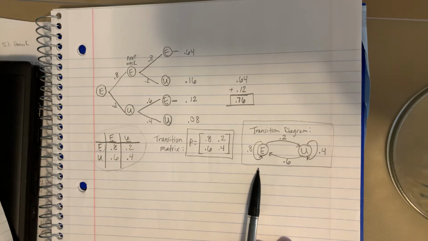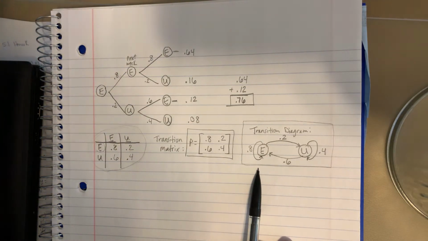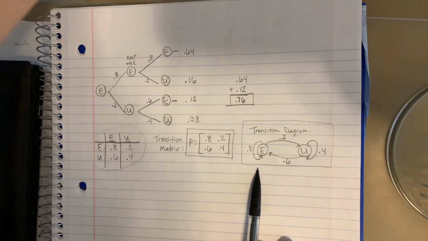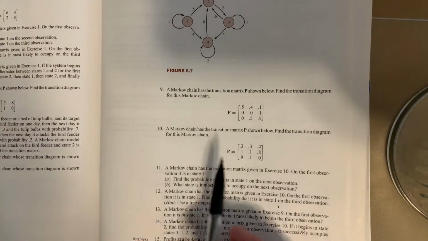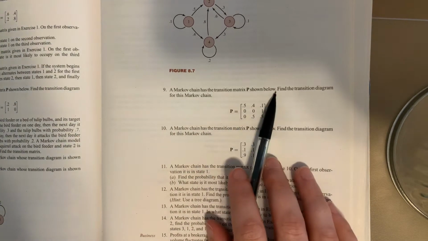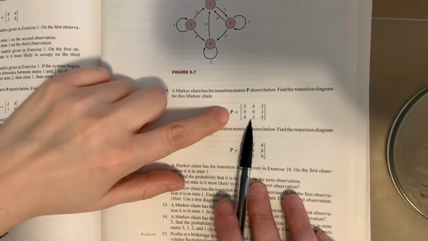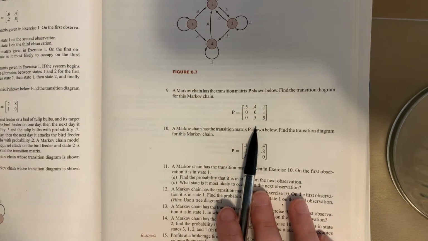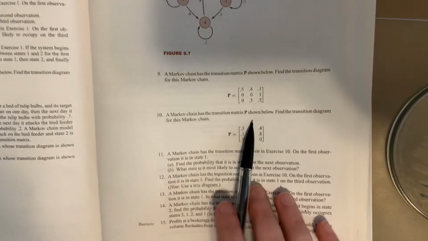Okay, then I talked about number 9 from the book. So let me get to that one and show you what the actual problem was first. So the problem is here. Number 9, right here. A Markov chain has the transition matrix P shown below. Find the transition diagram for this Markov chain. So they gave me this as my matrix, and they want me to give them the transition diagram.